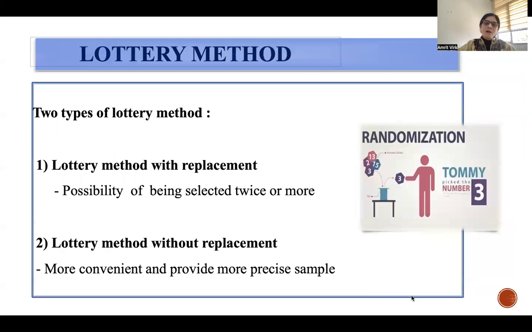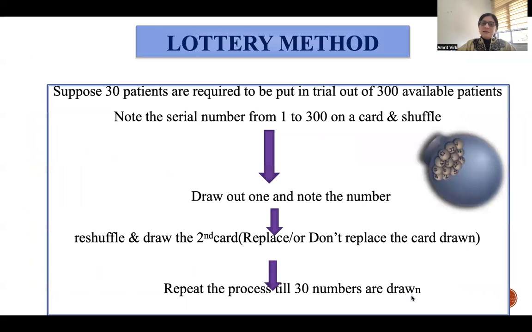In the lottery method, we have 2 types of lottery methods. These can be lottery methods with replacement, wherein the possibility of being selected twice or more is there. And there can be lottery method without replacement, in which case we do not replace what has already been taken out, and it is more convenient and provides a more precise sample.